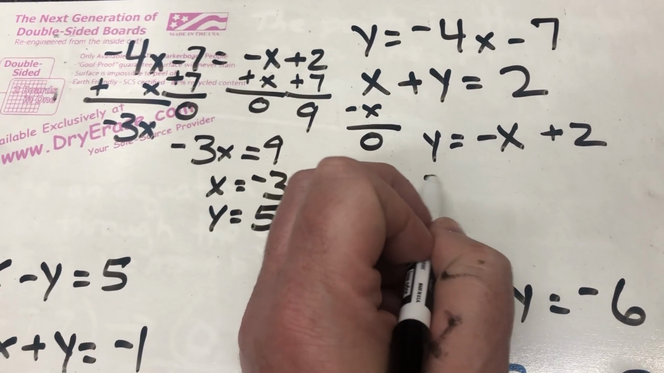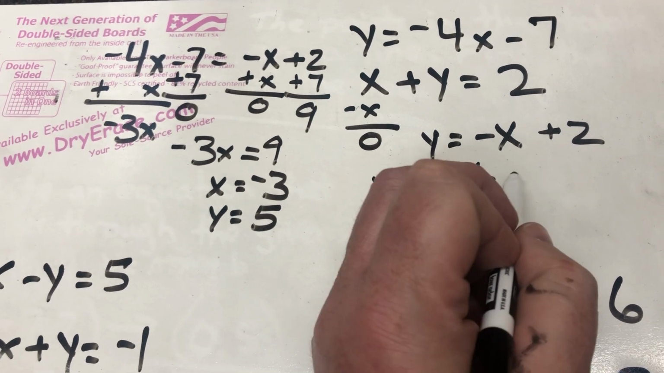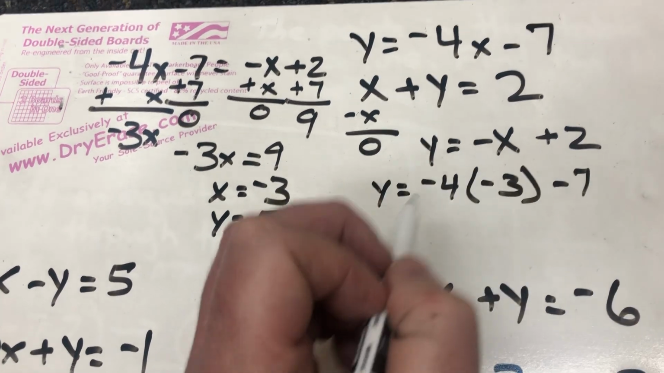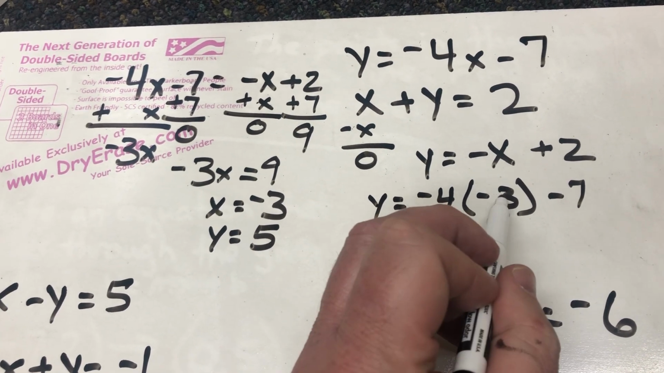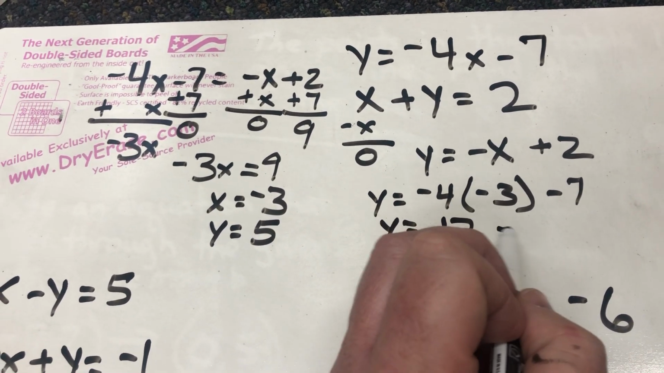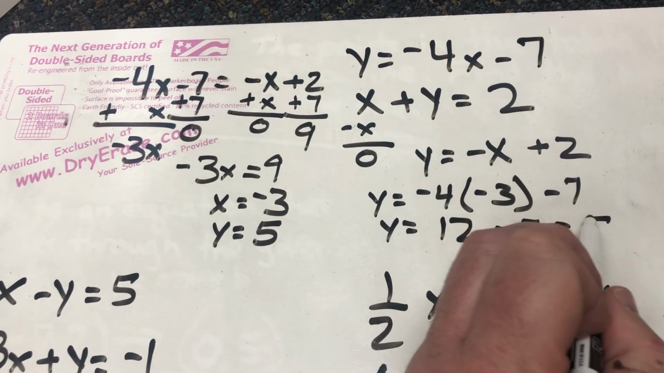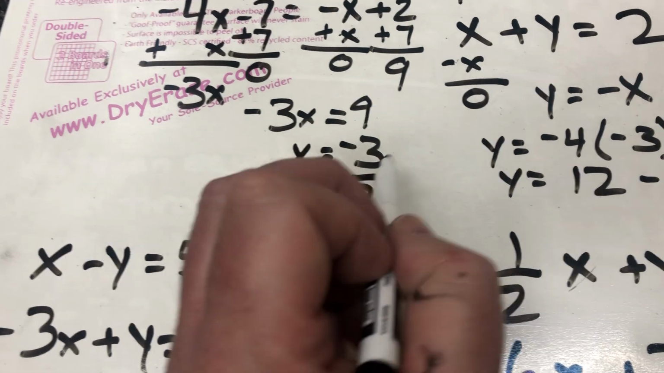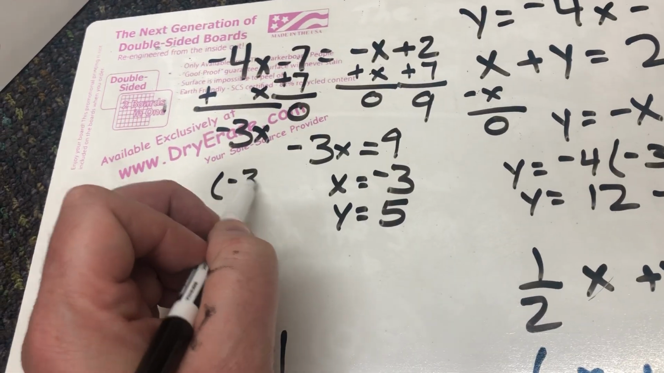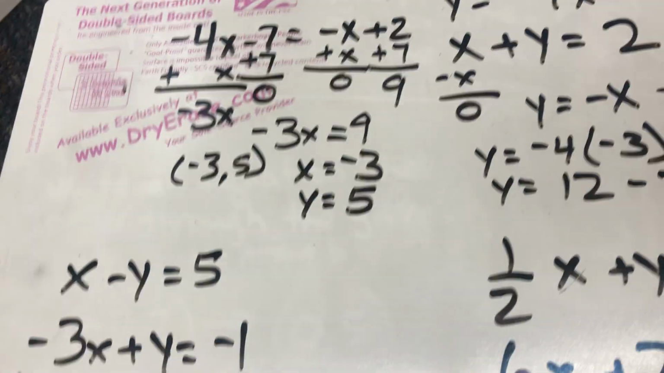And if I want to set that up, I can go y equals negative 4 times a negative 3 minus 7. But then I just get, like I said, y equals 12, because negative 4 times a negative 3 is 12, minus 7, which equals 5. My ordered pair, my intersecting point, is (negative 3, 5).